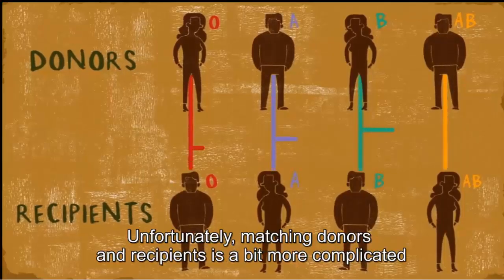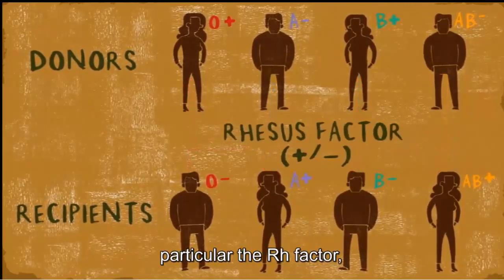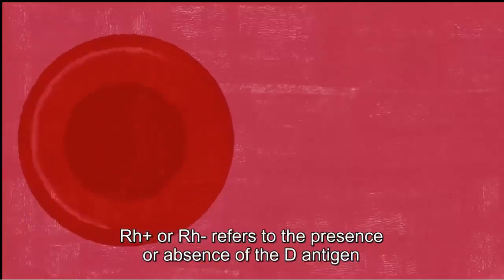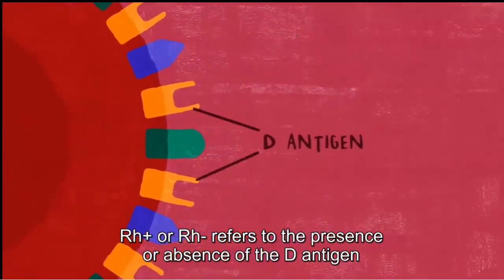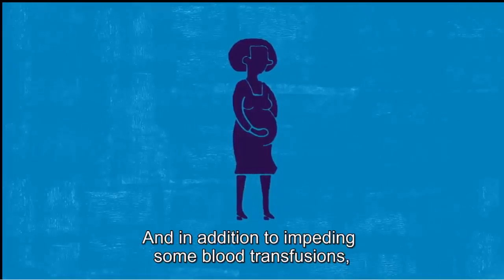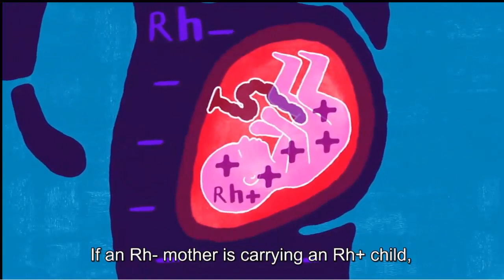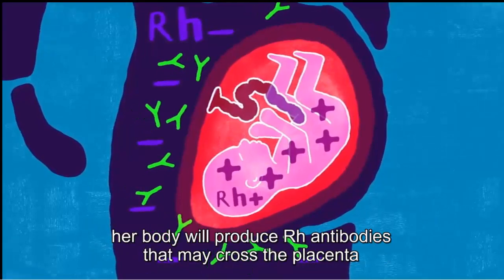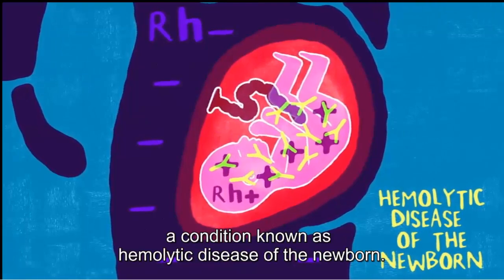Unfortunately, matching donors and recipients is a bit more complicated due to additional antigen systems, particularly Rh factor, named after the rhesus monkeys in which it was first isolated. Rh plus or Rh minus refers to the presence or absence of the D antigen of the Rh blood group system. And in addition to impeding some blood transfusions, it can cause severe complications in pregnancy. If an Rh negative mother is carrying an Rh positive child, her body will produce Rh antibodies that may cross the placenta and attack the fetus, a condition known as hemolytic disease of the newborn.